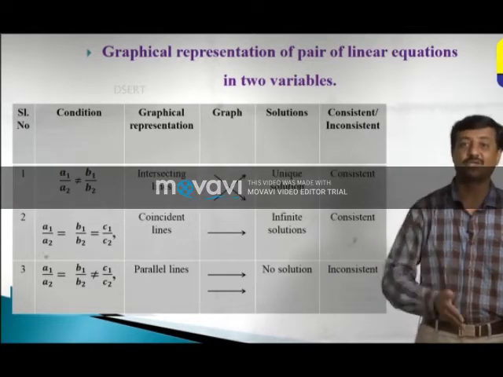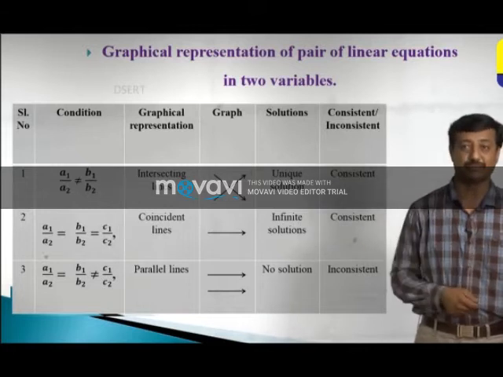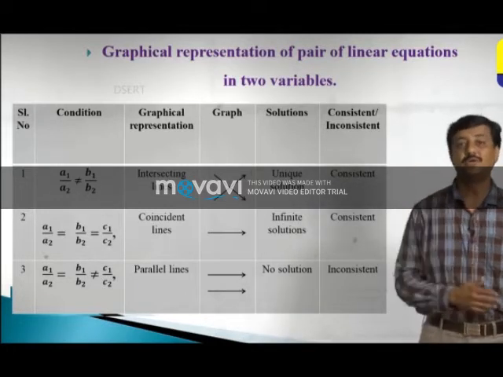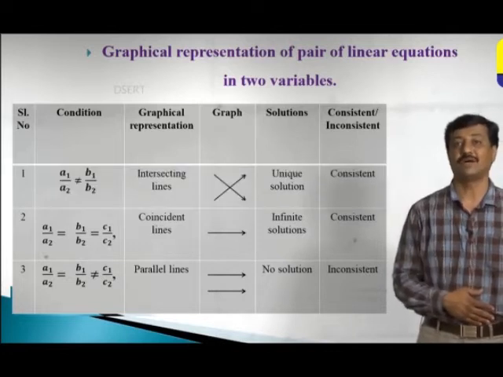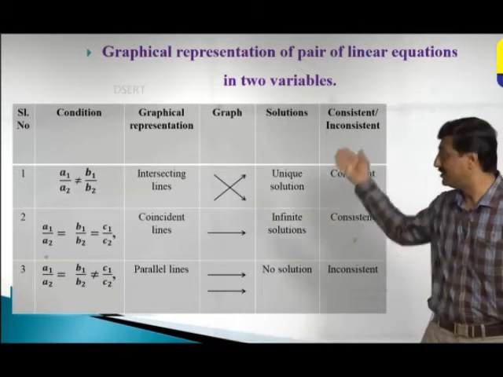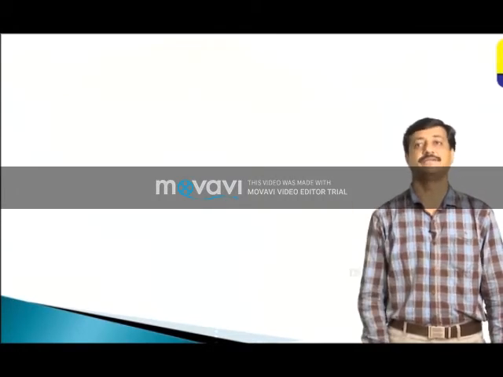If there exists a solution, we say it is a consistent pair. If there is no solution for the pair, we say it is an inconsistent pair. So, usually they will ask a 1 mark or 2 mark question in the examination based on this table. In the next, we will learn how to solve examples based on this table.